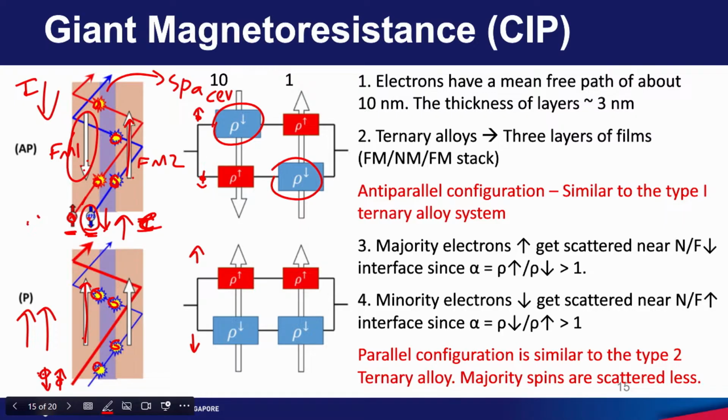Okay. So, it is because of this reason that when the magnetizations of the two ferromagnetic layers in GMR are parallel, you have low resistance, and when the magnetizations of the two layers are antiparallel, you have high resistance.